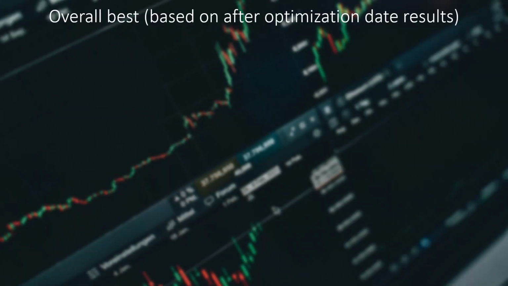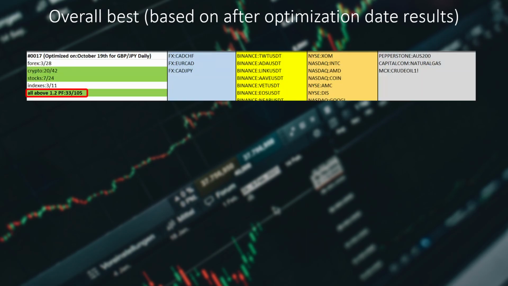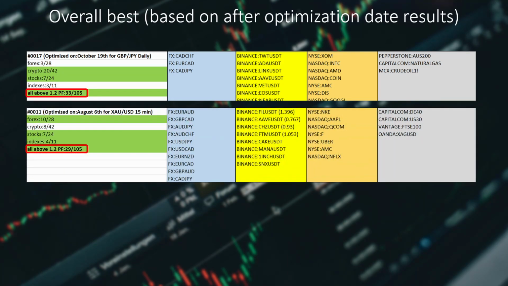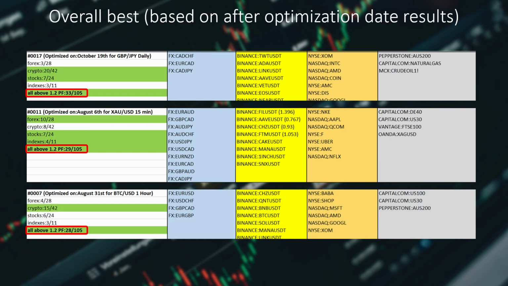To identify the overall best optimizations, I analyzed the ones that were profitable on the most assets, and these are the 0017 with 33 assets out of 105 with an above 1.2 profit factor. Then we have 0011 with 29 assets and 007 with 28 assets. However, these results alone don't necessarily indicate that these optimizations are the best for specific assets and pairs.